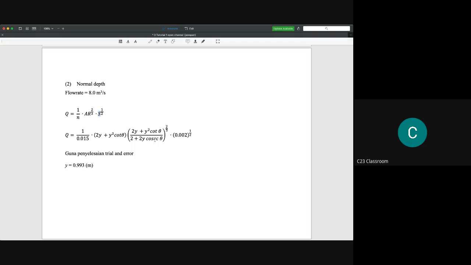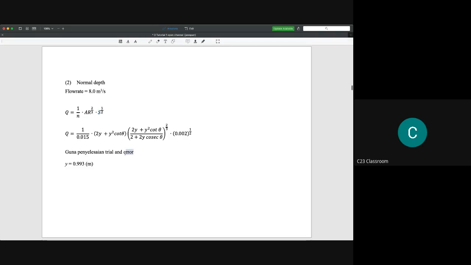Because it is too complicated, I advise you to use the trial and error method. You could use your calculator to calculate this. The cot theta and cosec theta can be replaced with numbers because the angle is given as 30 degrees. So you just replace them with the values of cot 30 degrees and cosec 30 degrees. From the trial and error, you will get the value of y equals 0.993 meter.